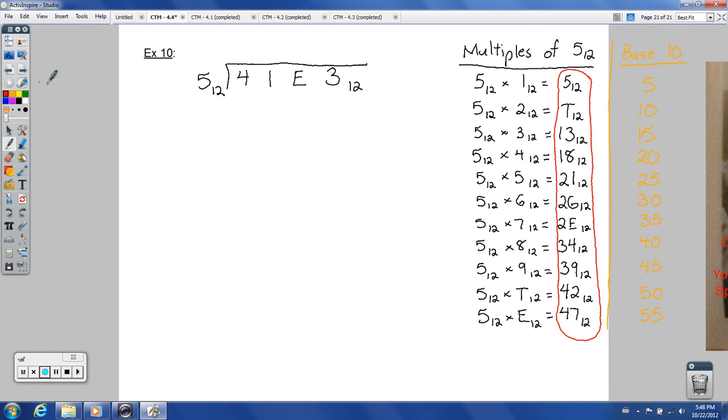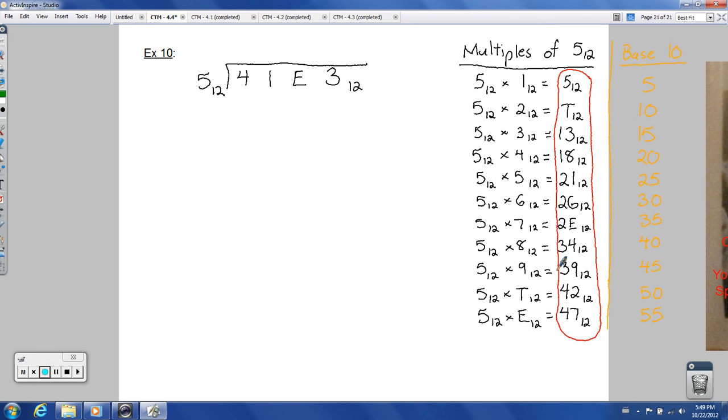So what's the largest thing that I have here to start? There we go. Does 5 go into 4 base 12? No. Does 5 go into 41 base 12? Yes, it does, but how much? So look at this list here, and it looks like here it is. This is the highest one that still totally goes into that.